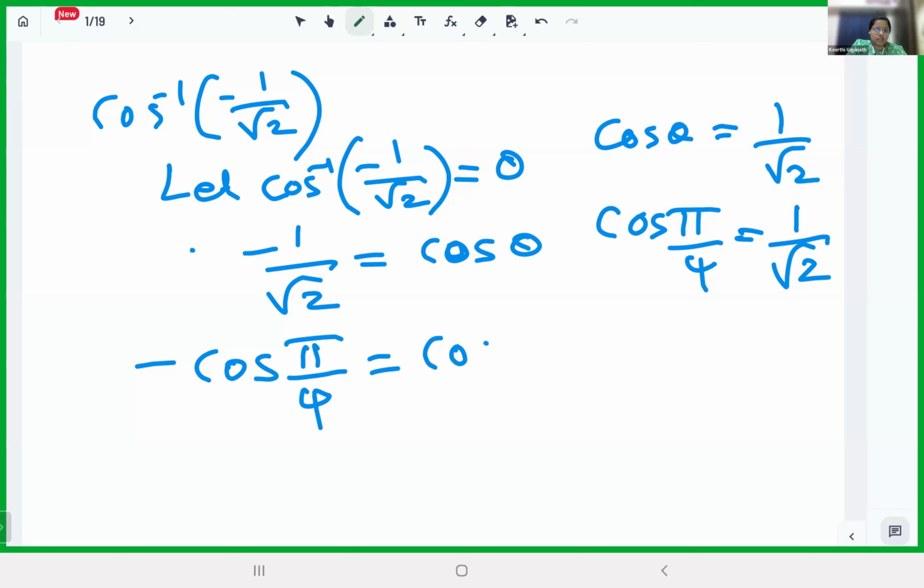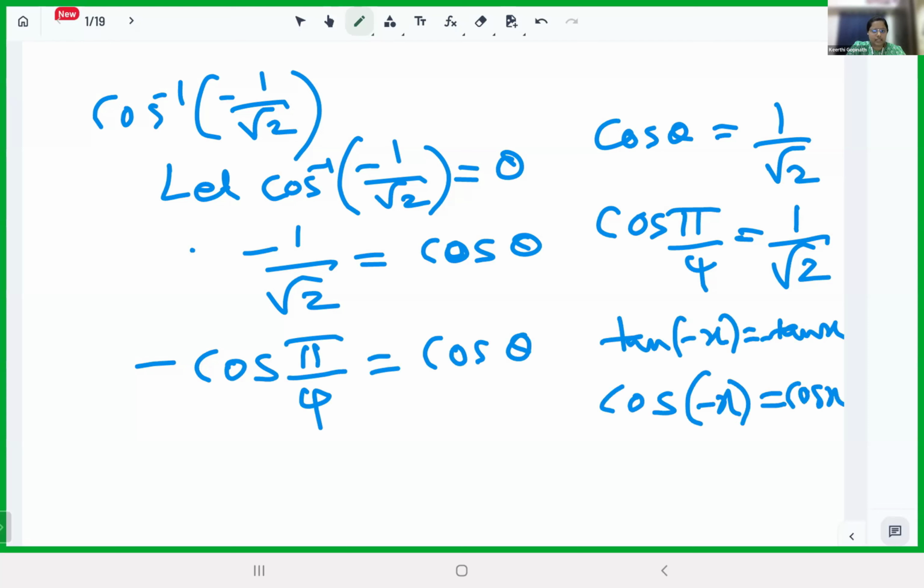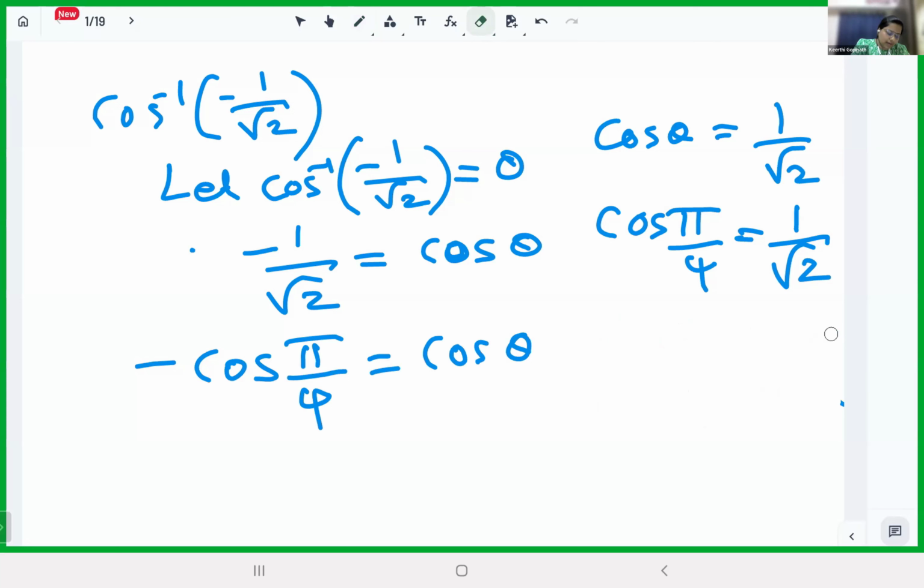But here we cannot use the property that we used in the previous case. We used tan of minus x is equal to minus tan x, right? Here we cannot use it to make it positive, because the property of cos is that cos of minus x is cos x itself. It is positive only. It doesn't become a negative function. So we cannot use that property here. Instead, yesterday we used a reduction formula, right? In order to make the cos function positive, we have to check the quadrant.